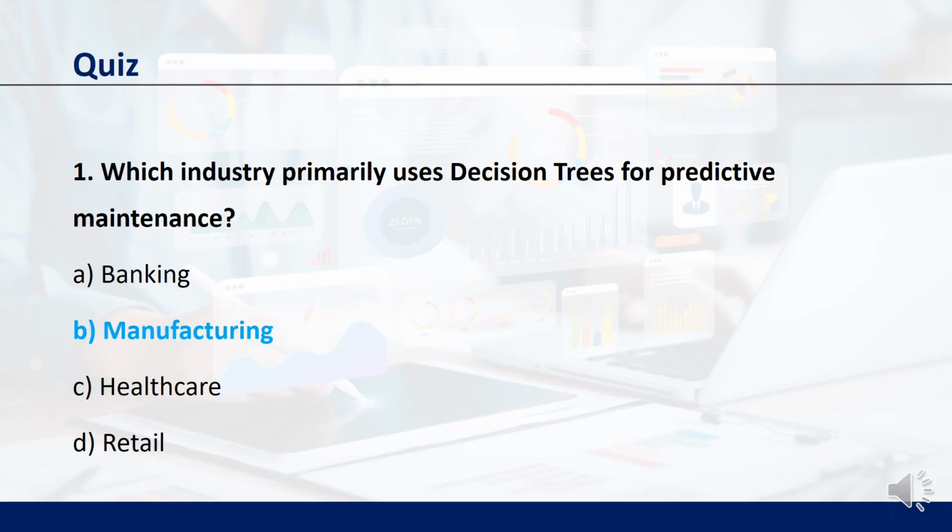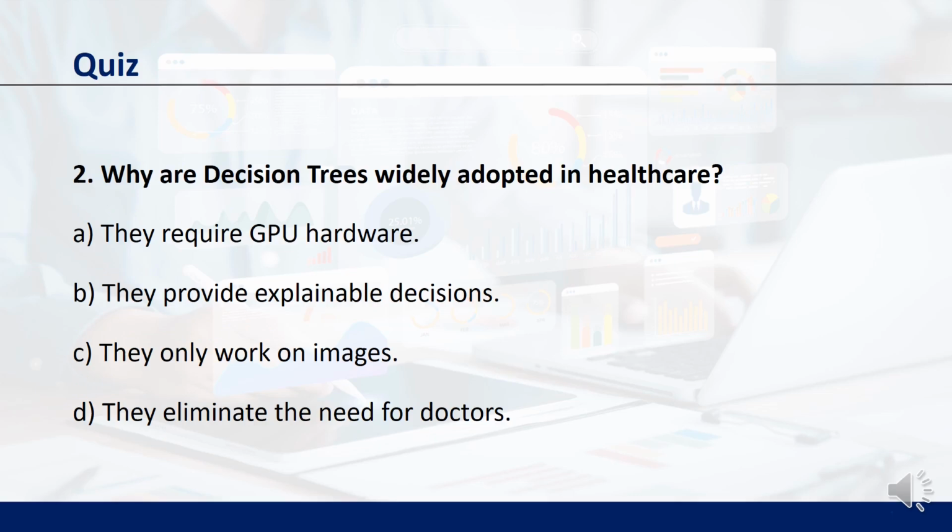The correct answer is option B, manufacturing. Predictive maintenance is associated with identifying potential equipment or machine related outcomes using historical operational data. So manufacturing is the appropriate answer here. Second question. Why are decision trees widely adopted in healthcare? The options are: they require GPU hardware, they provide explainable decisions, they only work on images, they eliminate the need for doctors.